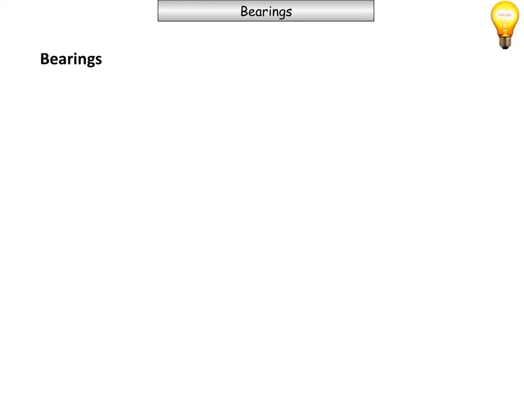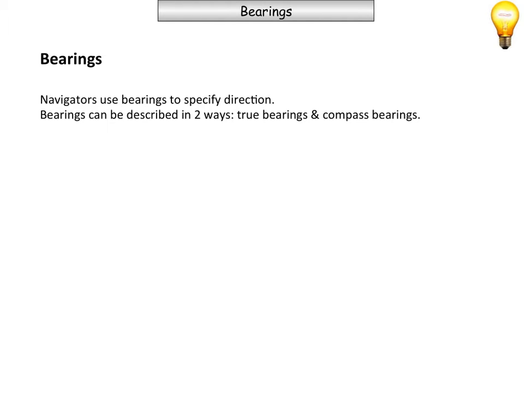Now we need to have a bit of background knowledge on direction when we look at applications to trigonometry. So bearings is basically a way to indicate direction. Navigators use this, and we can describe bearings in two ways. The first one is true bearings, and the second one is compass bearings.